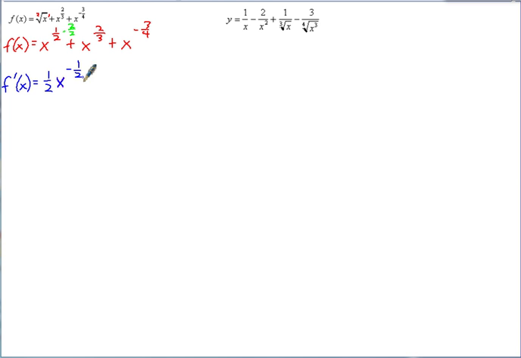And then you bring down the 2/3 out in front, so plus 2/3 x, again, you subtract 1, which is like subtracting 3 over 3. So the x to the -1/3, 2/3 minus 1/3. And then bring down the -3/4, so you have -3/4 x, when you subtract 1 from that, that's like subtracting 4/4, to give you -7/4.